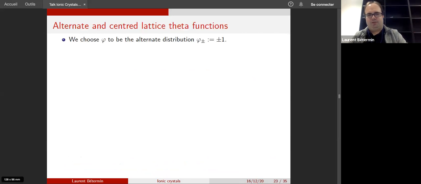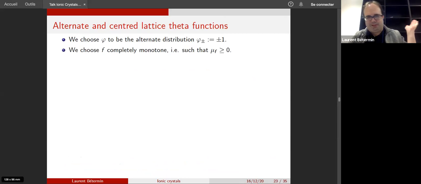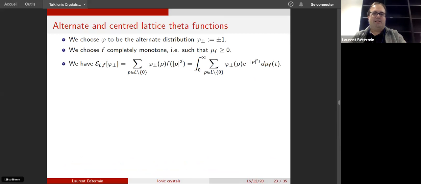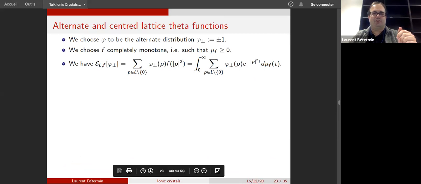So we choose alternation of charge. We choose a completely monotone potential as usual. And we know that we can exchange sum and integral. So if you know how to minimize this kind of Gaussian with alternation of charge, you know how to minimize this kind of energy.